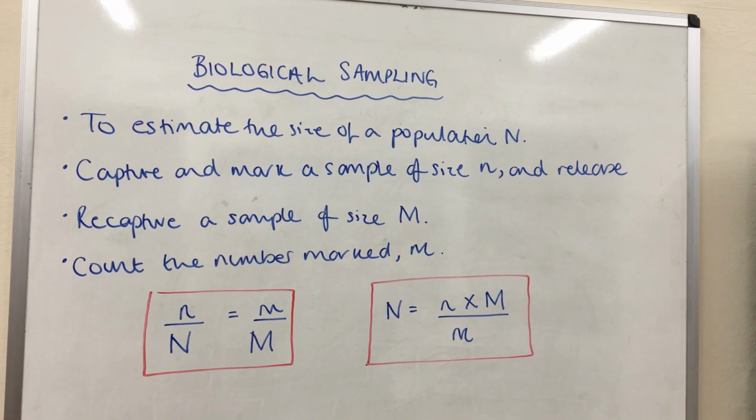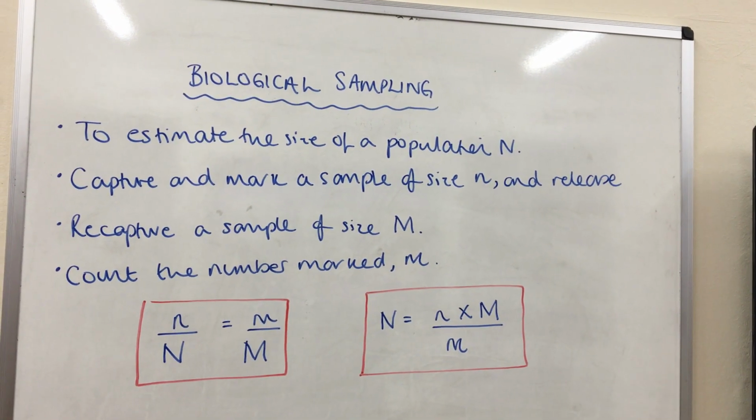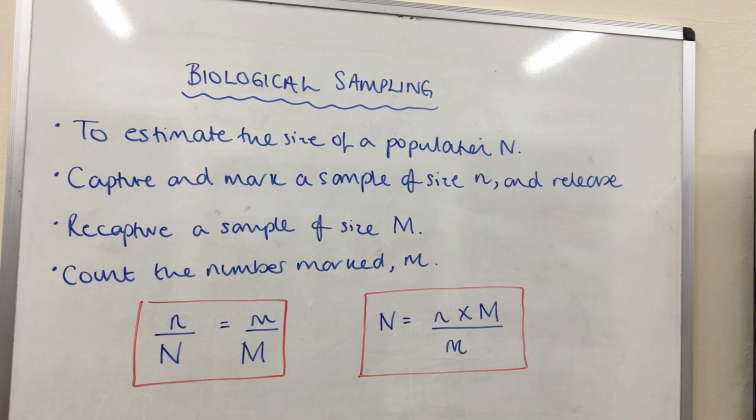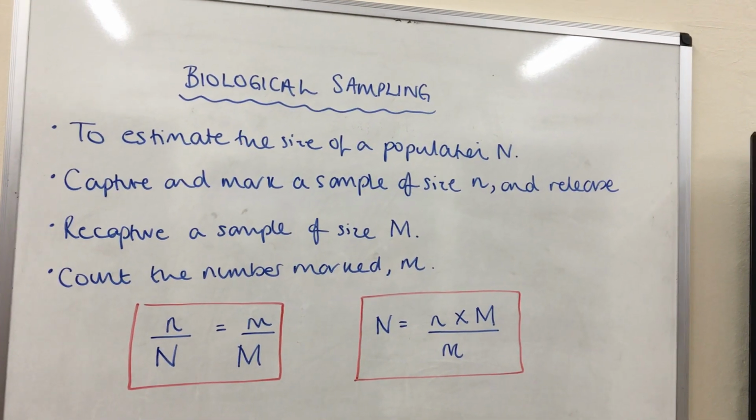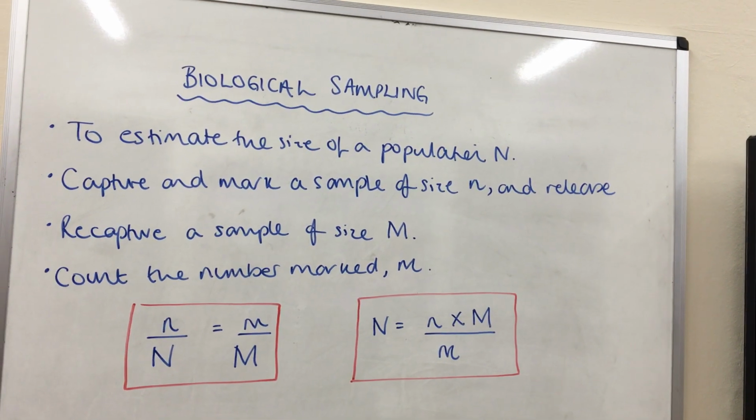The first thing is to capture and mark, humanely of course, a sample of size little n and release them. Recapture a sample of size capital M and then count the number that have previously been marked in your first sample and call that little m.